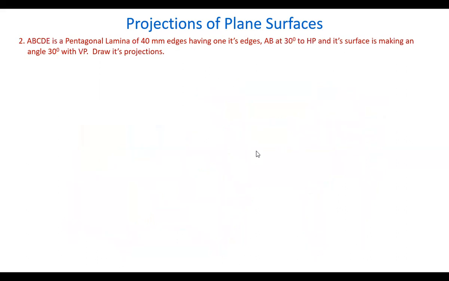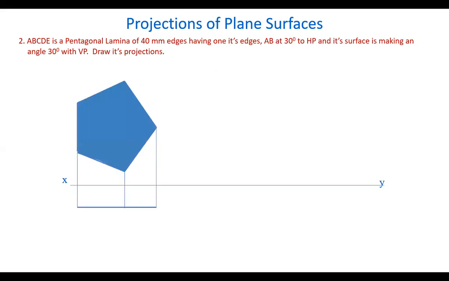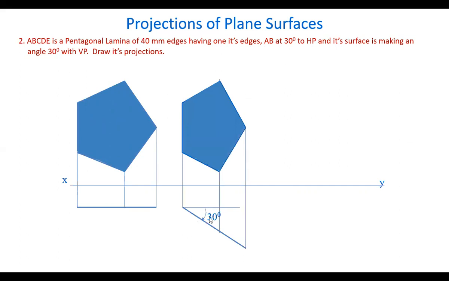Next, let's take a pentagonal lamina again, having 40 mm edges. Having one of its edges AB at a 30 degrees angle to HP, and its surface is making an angle 30 degrees to VP. That's why the plane is taken parallel to VP here, right? And one of its edges AB is at a 30 degrees angle to HP. Its surface inclination is shown here, 30 degrees angle to VP.